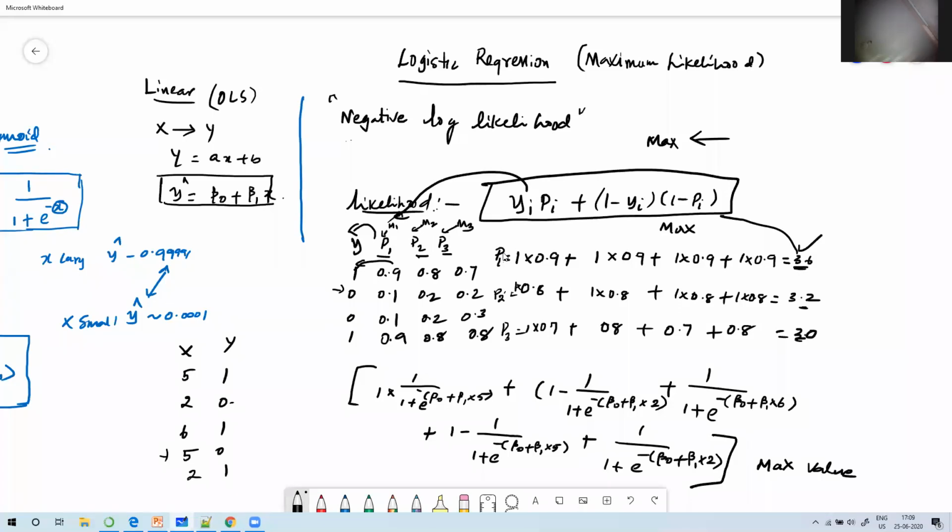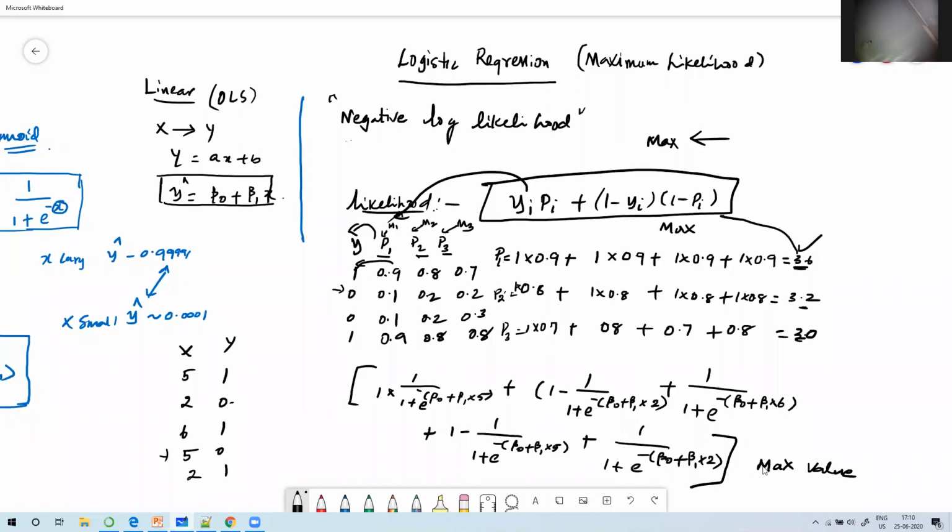Yesterday, we wanted to find out the values of beta naught and beta 1 in such a way that the cost function takes the minimum value. Today, we want to take the values of beta naught and beta 1 in such a way that this cost function takes the maximum value. Why? Because that is the best representation of y. So yesterday we did minimization for ordinary least squares. Today we are going to do the maximization for the log likelihood.